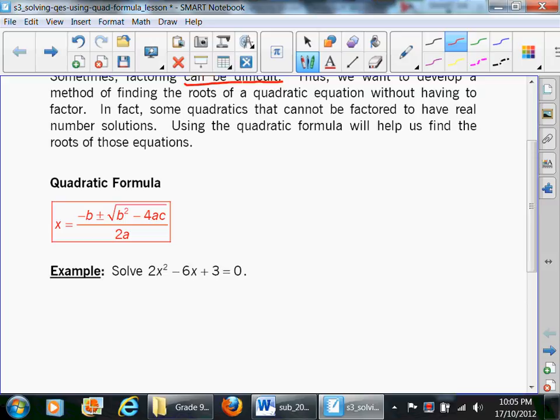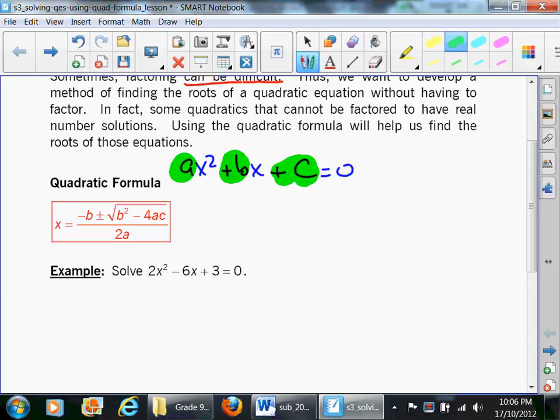For a quadratic equation in the form ax squared plus bx plus c equals 0, where a is the number in front of the x squared, b is the number in front of the x, and c is the number that's all by its lonesome. Now the thing you have to understand is that to use the quadratic formula properly, everything has to be on one side of the equation. If it's not, you have to move it.